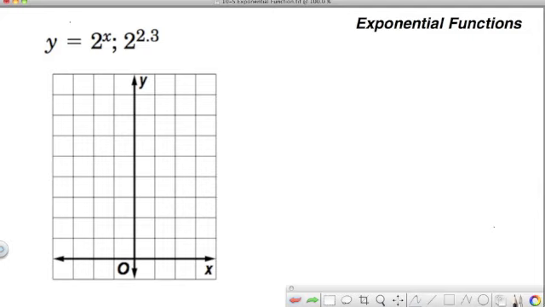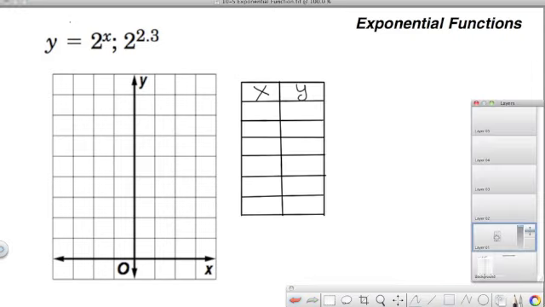Let's get started. The first thing we need to do is make a table. So here's my table, and now I'm going to fill it in. Usually we fill in the tables by starting with a negative number. I'm going to start with -3 this time, since for these problems -3 and going up usually takes care of it. So here I have my x's. Now I just need to plug them into my exponent.